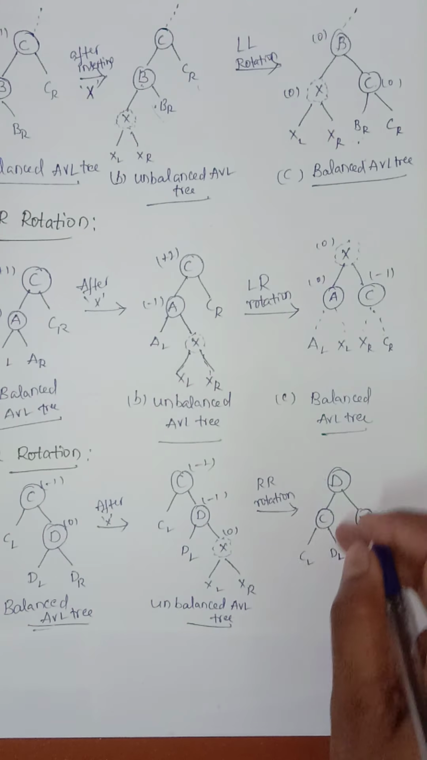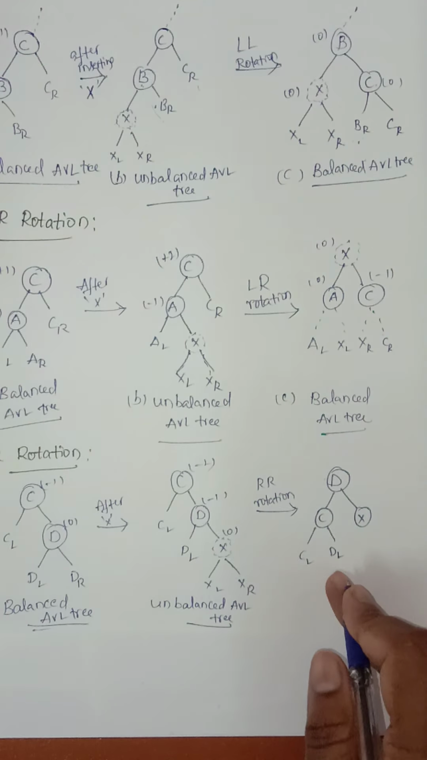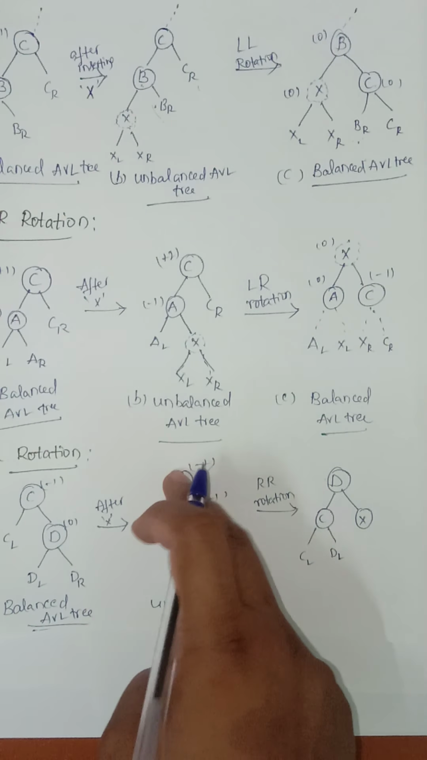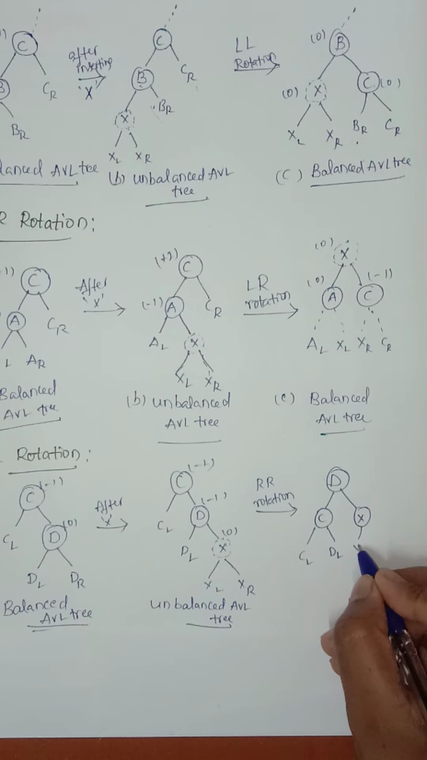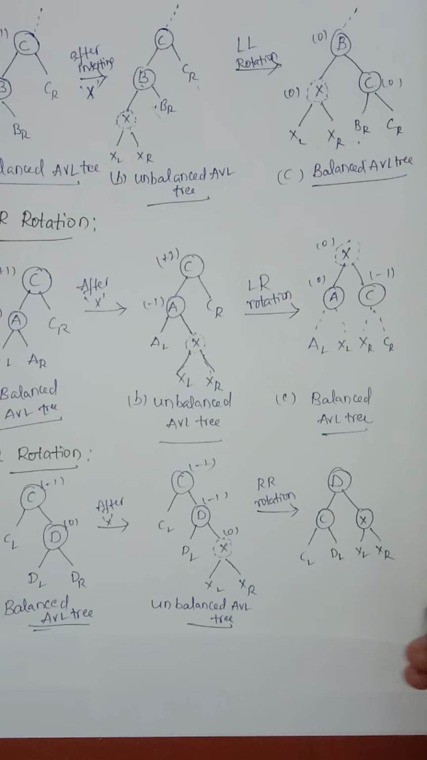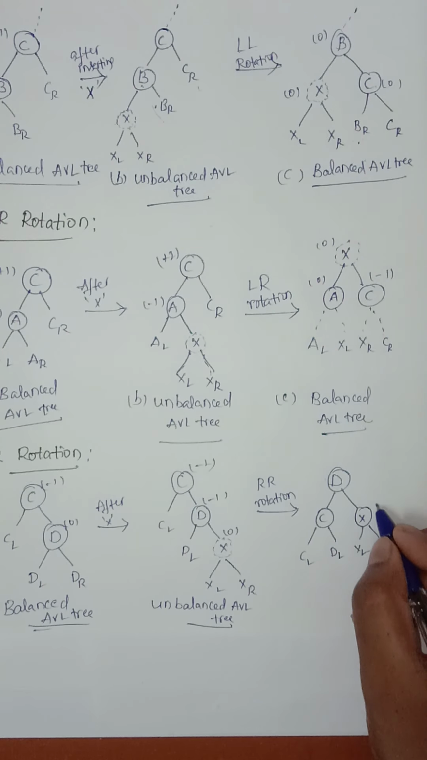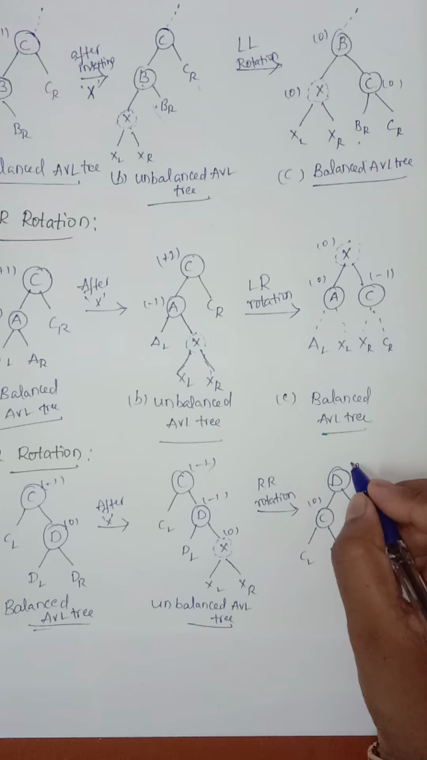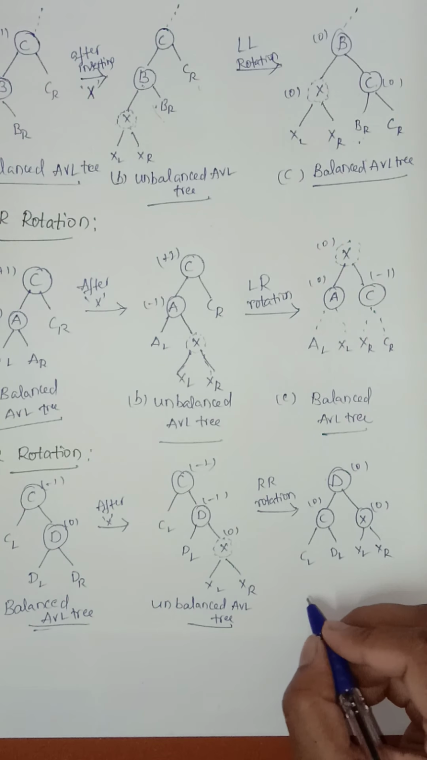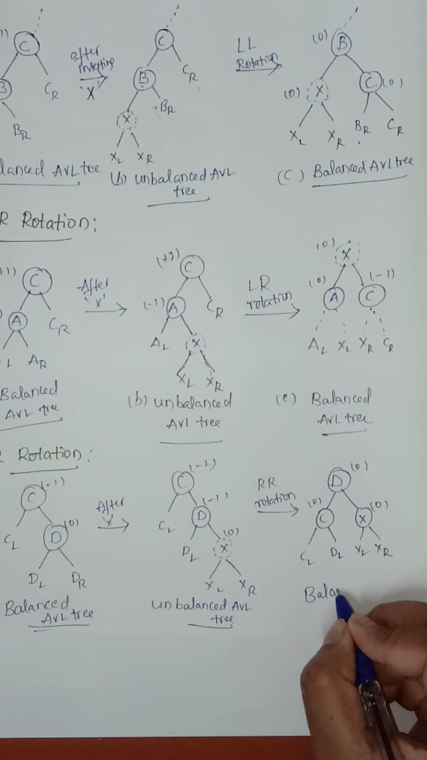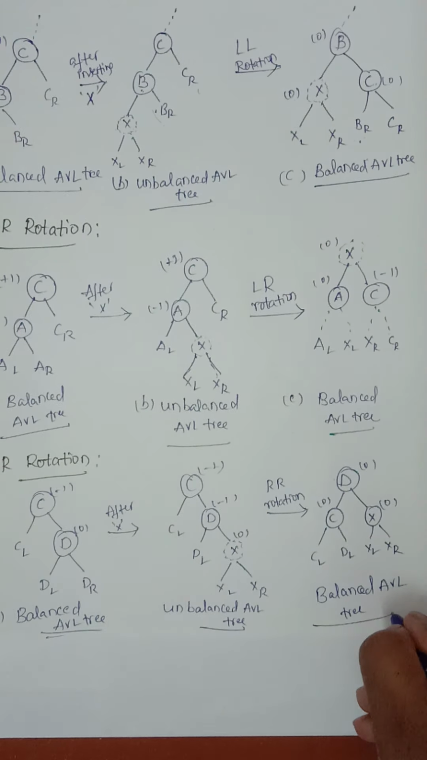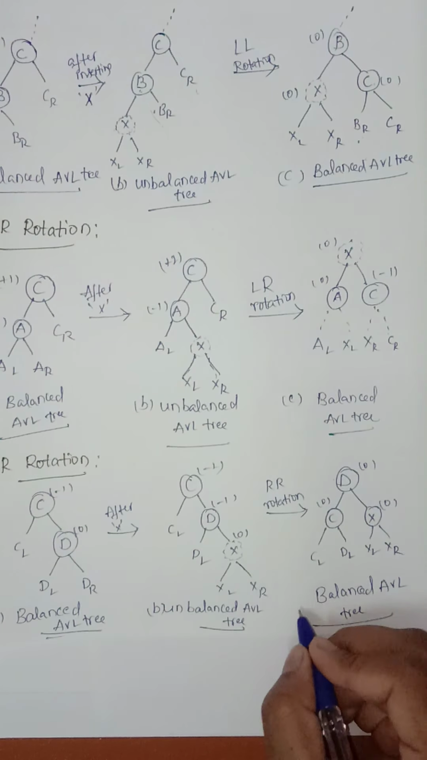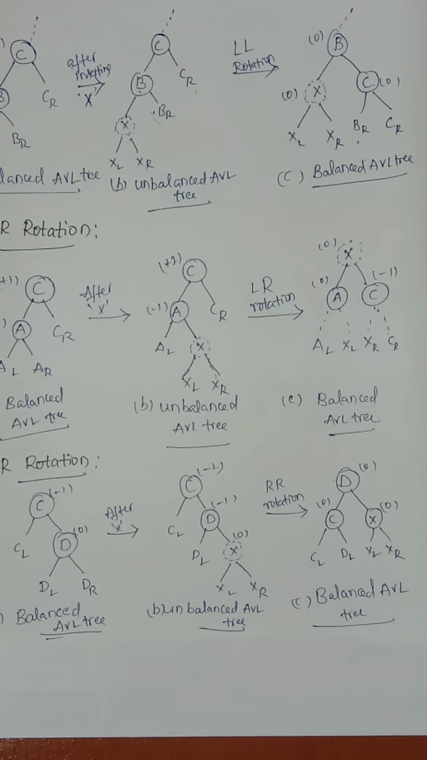In the left part, DL is at the left part, and we consider D is greater than C. So we place DL over here. XL, XR. In this way, if we consider here 0, 0, 0, this is a balanced AVL tree. Balanced AVL tree after doing the RR rotation.